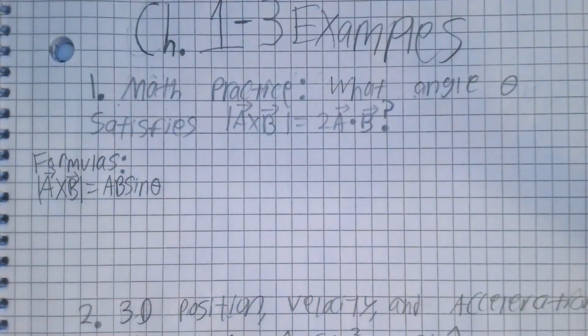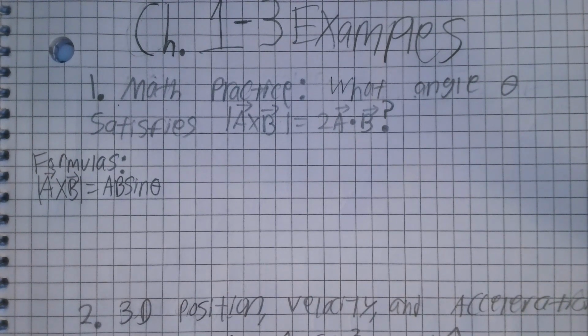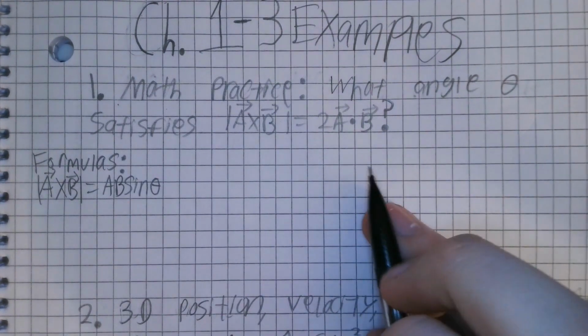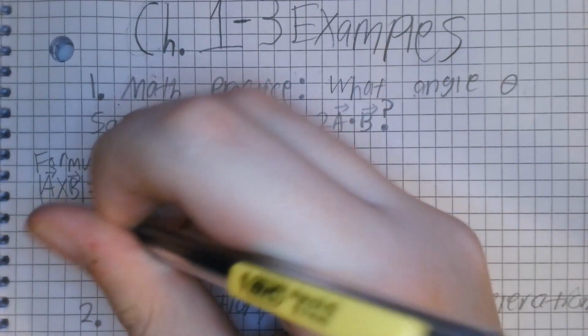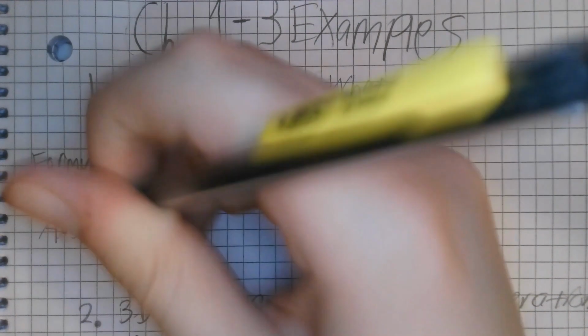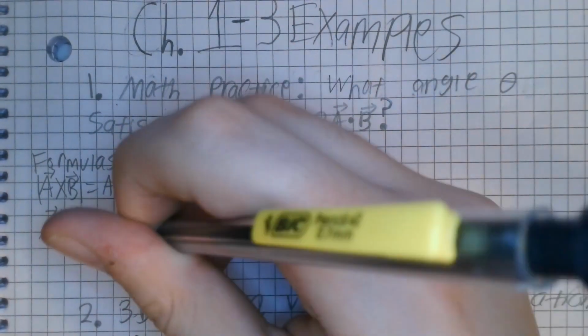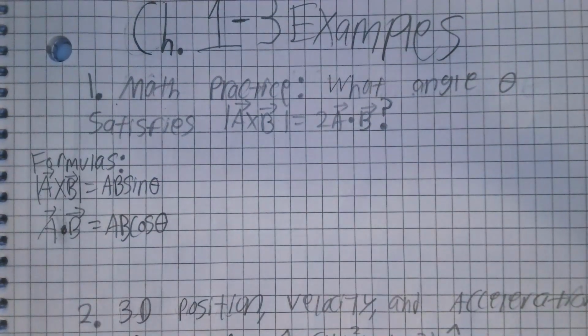Just as a side note, I really do recommend you try these problems on your own first, but I will show you how to work them out. The other thing we can use here is the dot product, A dot B, which is equal to AB times the cosine of theta.